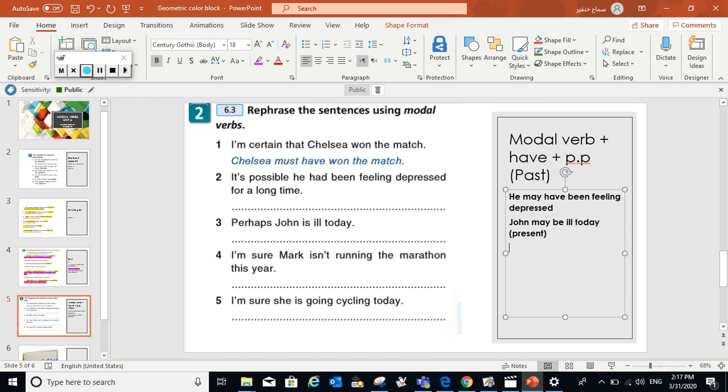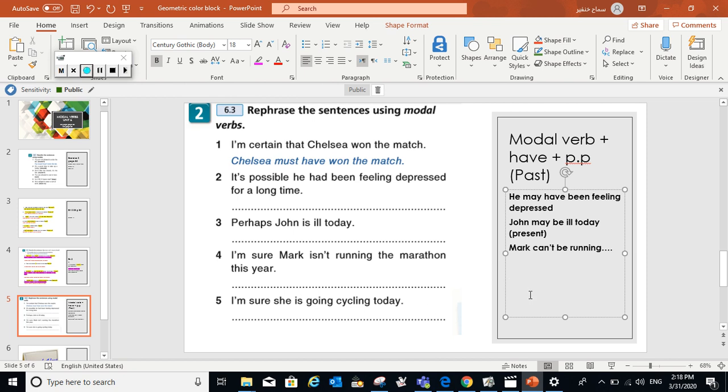Let's move on to the next one. I'm sure Mark isn't running the marathon this year. This is also present. So Mark, okay. So when I say I'm sure something didn't happen, please use can't. When you are sure something didn't happen. So Mark can't. Then the verb is in the base form be, then the rest of the sentence, running the marathon this year, etc. Finally, I'm sure she's going cycling today. When you are sure something didn't happen, use can't. But when you are sure something happened, use must.